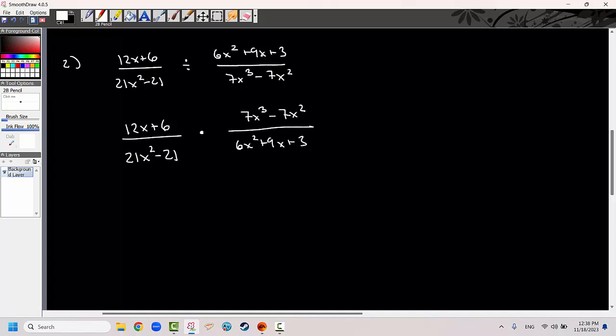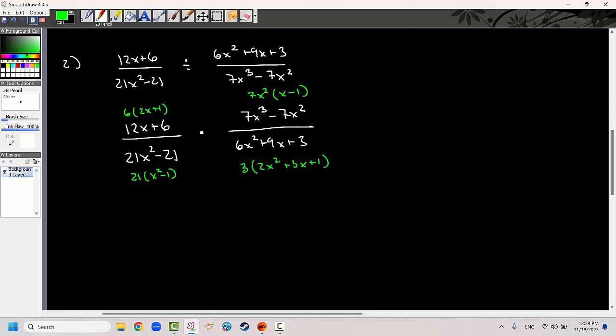Okay, let's get some factoring going on here. So I'm going to factor out the 12 here. Oh, sorry, not 12, 6. Factor out a 6. That'll get me 2x plus 1. Here I'm going to factor out a 21, and that'll get me x squared minus 1. Of course, I've got a difference of squares in the bottom left. If I factor out a 7x squared here, that leaves me on the inside with an x minus 1 on the top right. And then in the bottom right, I can factor out a 3. That'll give me 2x squared plus 3x plus 1. And I believe that will factor one more time.